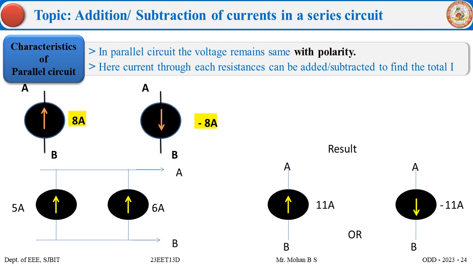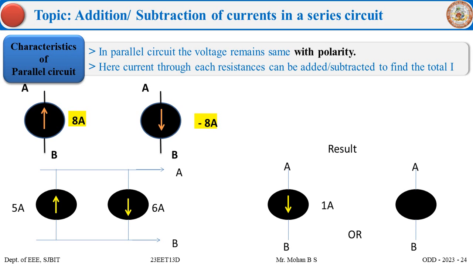Now I want you to observe that the current 6 amps orientation has been changed to downwards. So as the orientations are in opposite directions, that is 5 amp is going in the upward direction and 6 amp is going in the downward direction, we need to subtract. For subtraction, there are two ways, either 6 minus 5 or 5 minus 6. Let us always subtract from the higher magnitude. So as we subtract 6 minus 5, we have the answer as 1 ampere.